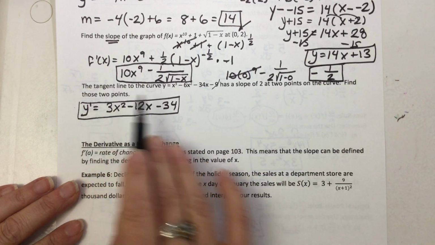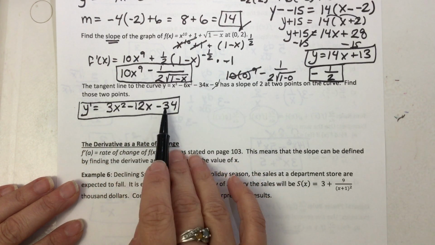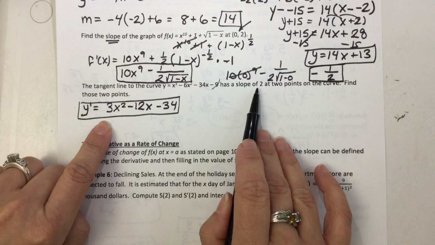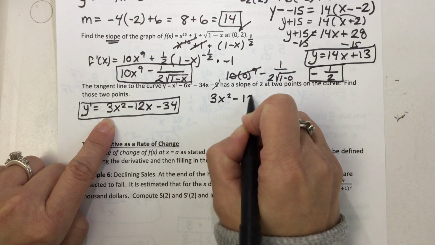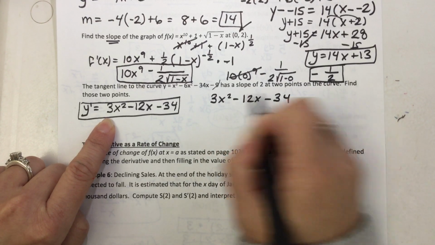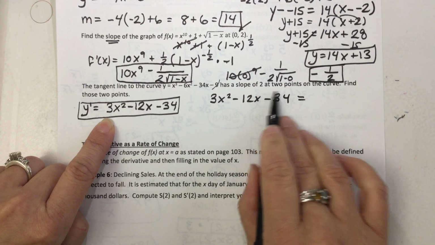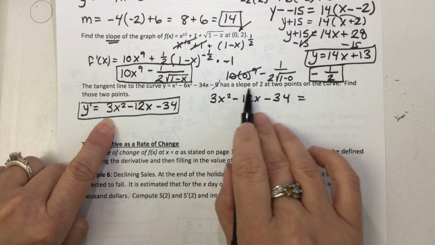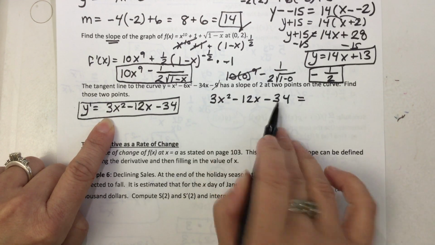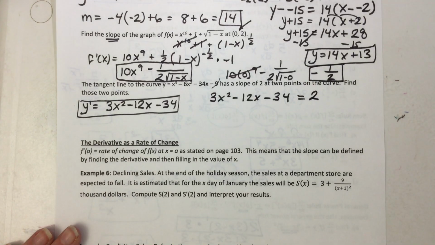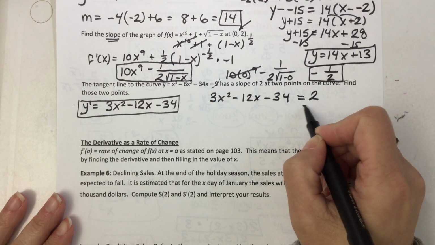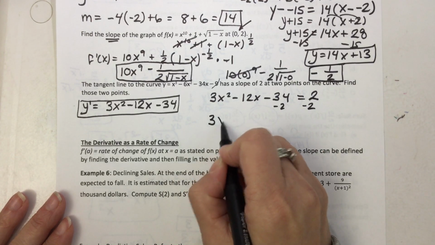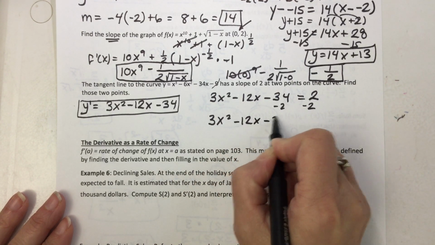It says the tangent line to the curve of this function has a slope of 2 at 2 points. So we're going to set the derivative, because this is the formula for the slope, equal to 2. They're saying that there are 2 points. It says it has a slope of 2 at 2 points. So that means this derivative equals 2. The formula for the slope is 2. If I go ahead and minus 2, 3x squared minus 12x minus 36 equals 0.